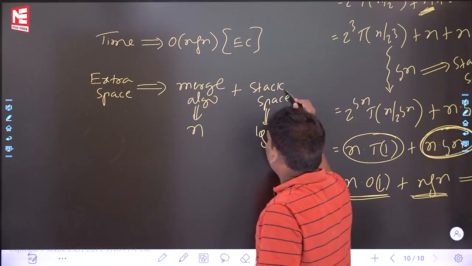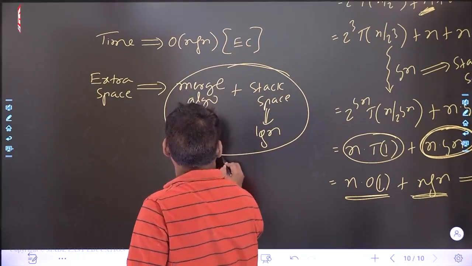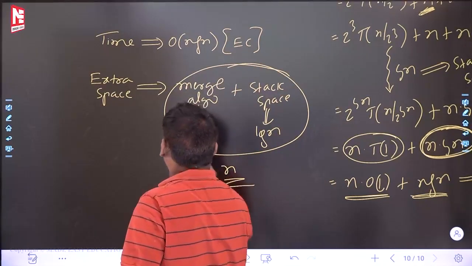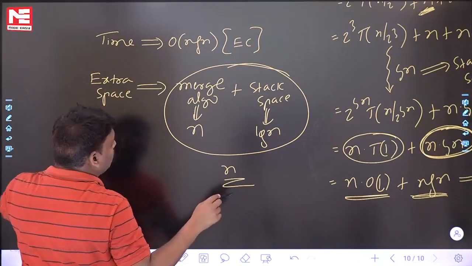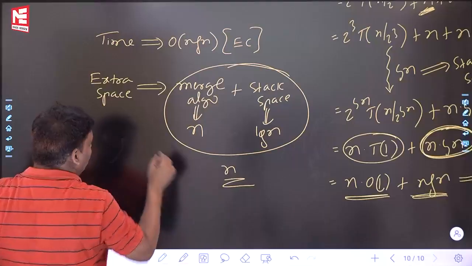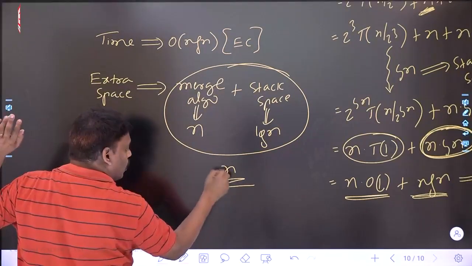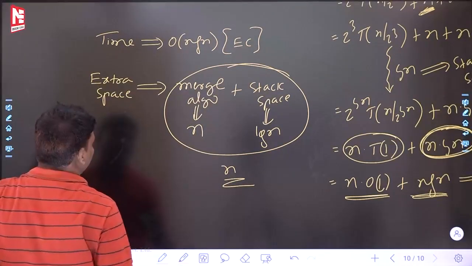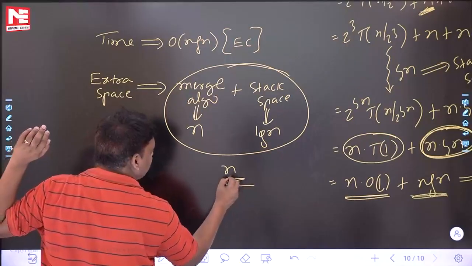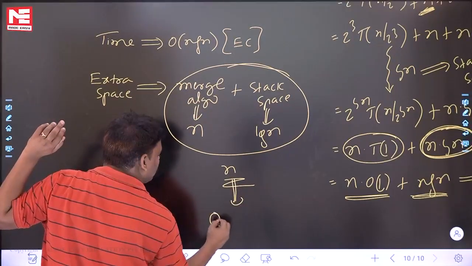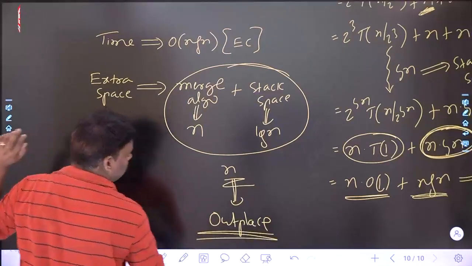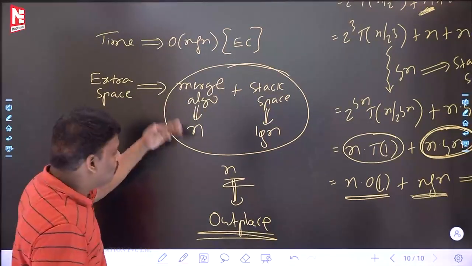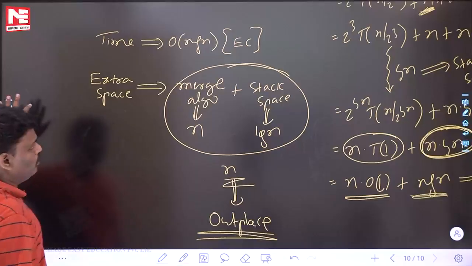So overall, how much? Extra space is n. Whenever extra space is more than log n, it becomes an out-of-place algorithm. Because of n, it became an out-of-place algorithm. If it is log n, it is not out of place. Extra space is more than log n. That is the reason it became out of place.